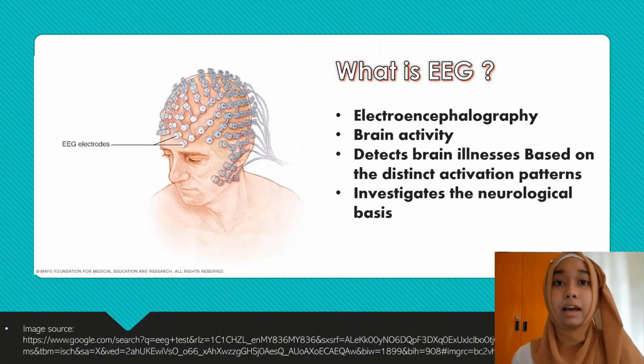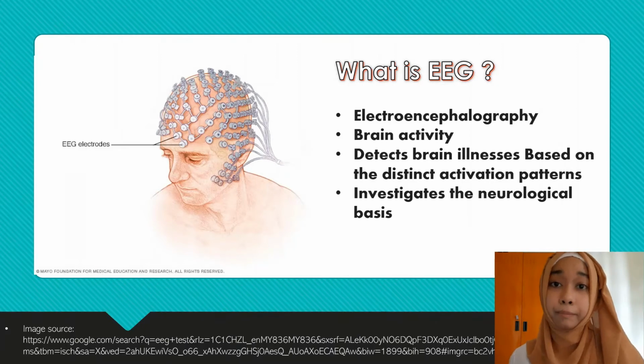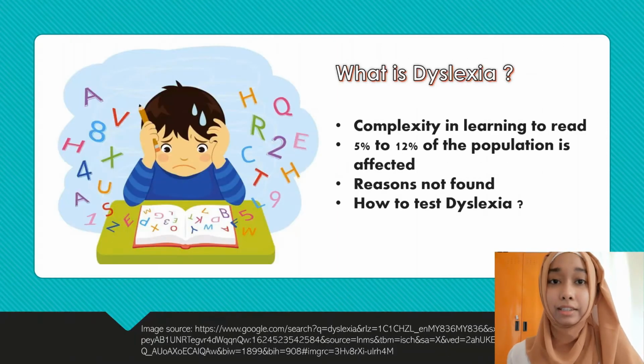At the very beginning, I'm willing to talk about EEG, that stands for electroencephalography. It's a valuable source of information about brain activity in several areas. All this information can be utilized to detect brain illness based on distinct activation patterns that are observed from control and tolerance. This technology can also be used to investigate the neurological basis of less obvious learning disabilities like dyslexia.